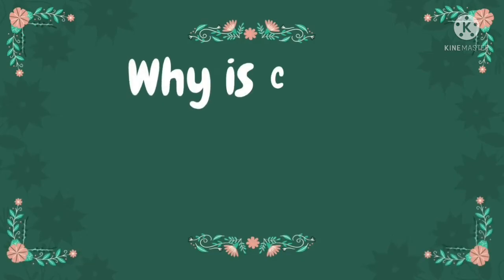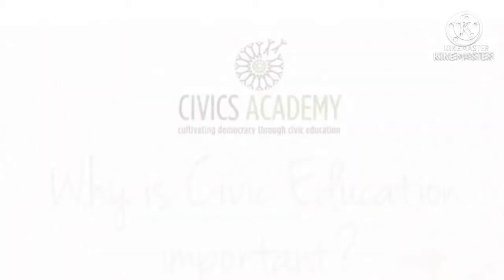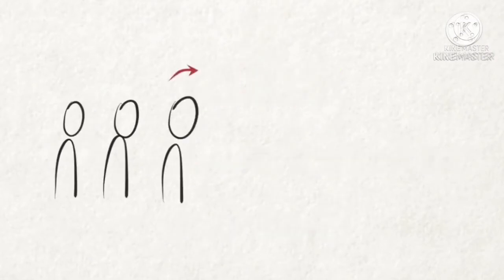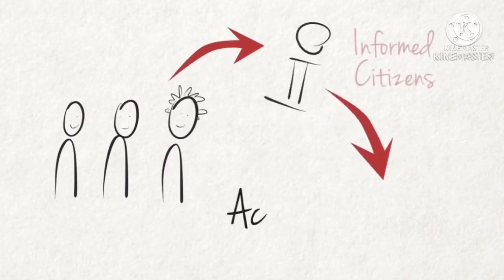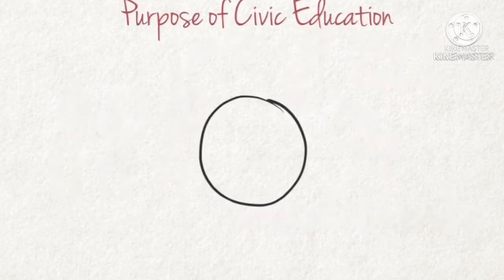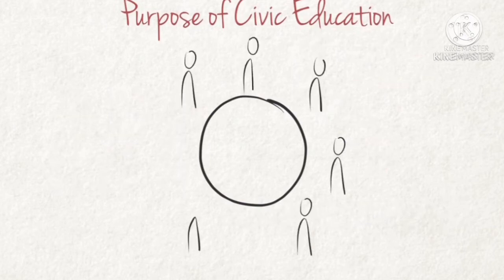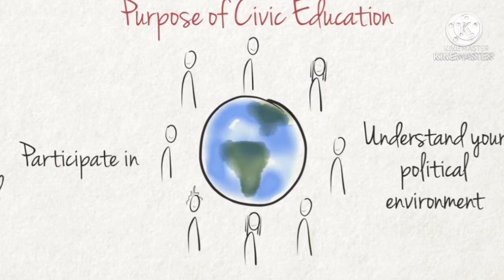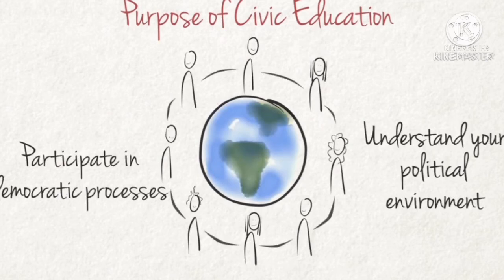Okay, why is civic education important? Successful democracy depends on active participation of its citizens. Civic education informs and empowers citizens to fulfill their role. The purpose of civic education is to encourage and empower us to understand our political environment and to actively participate in the democratic process. This is why civic education is also known as democracy education.